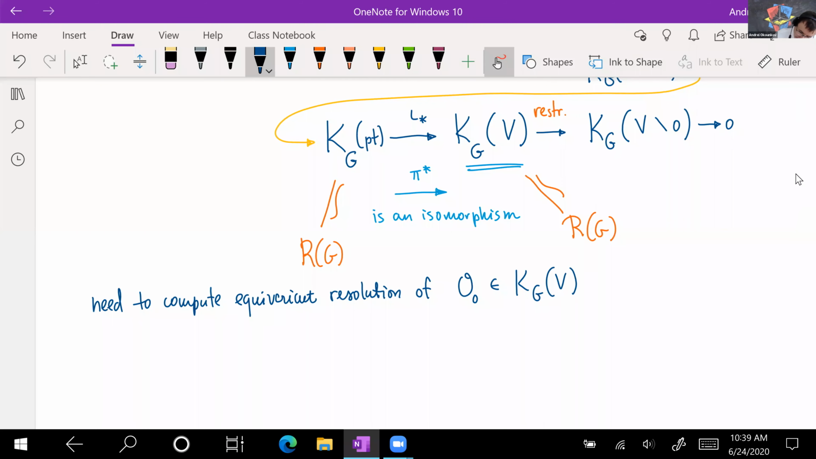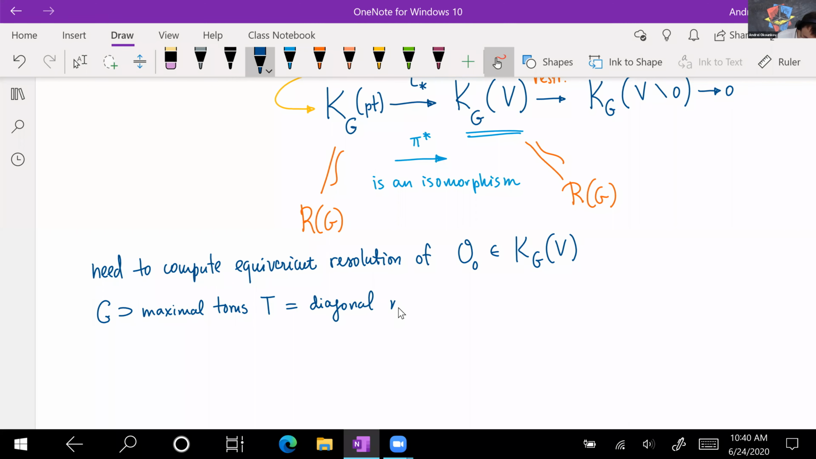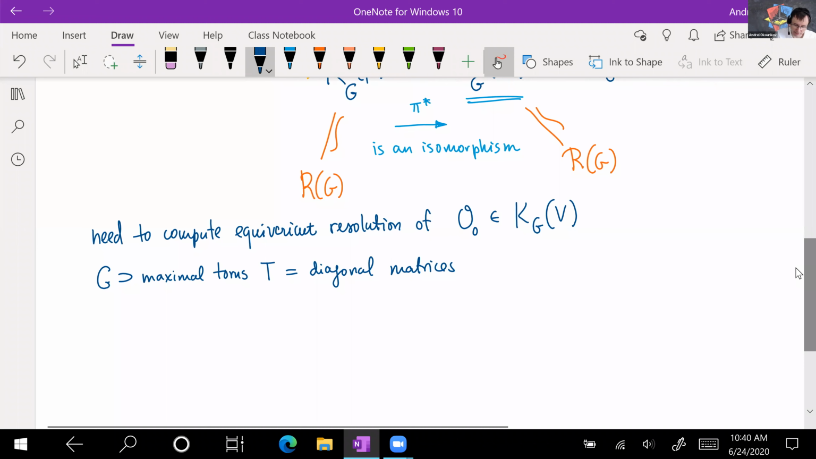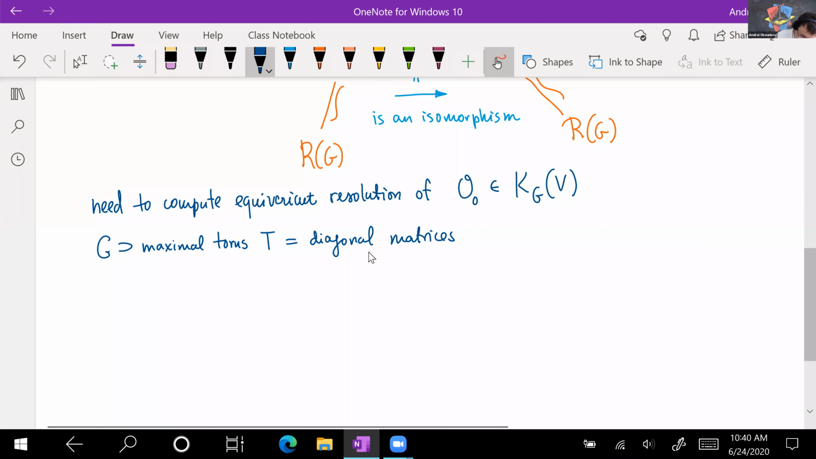So in general, suppose I have my group G which contains the maximal torus T, which is the diagonal matrices. This is generally very useful, to talk about resolutions of T-equivariant resolutions. In particular, any G-equivariant resolution is a T-equivariant resolution.